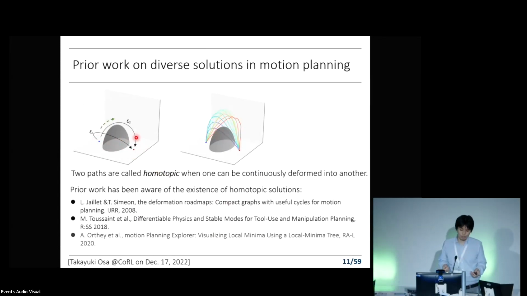Actually, prior work on motion planning has been aware of the existence of homotopic solutions. Some of the studies propose topology-based representations and use them for motion planning, and some other studies propose methods for discovering multiple solutions in motion planning. From the next slide, I will talk about our methods to find multiple solutions in motion planning, but it's just an instance. So if you're interested in this direction, please check these papers as well.